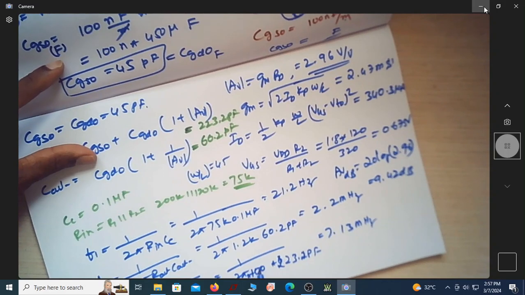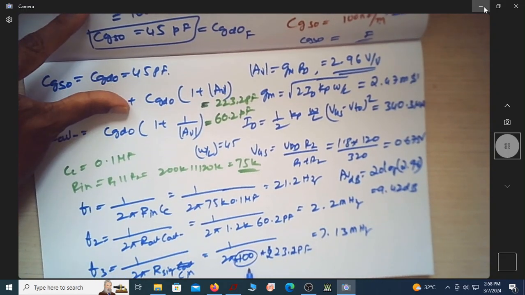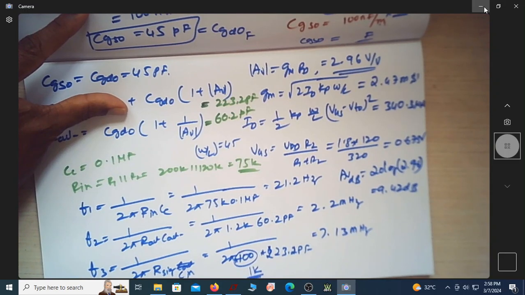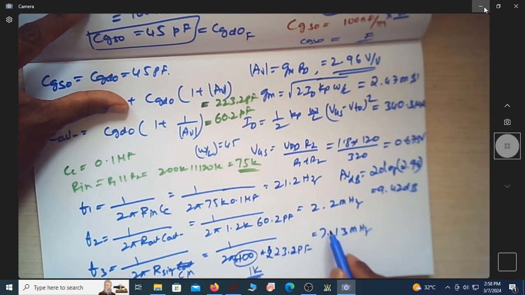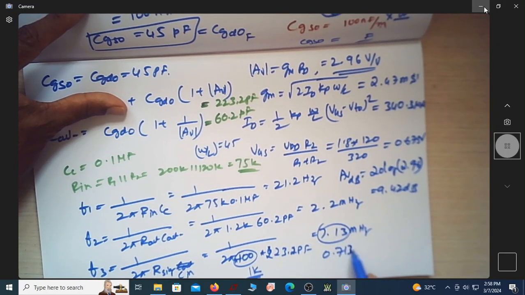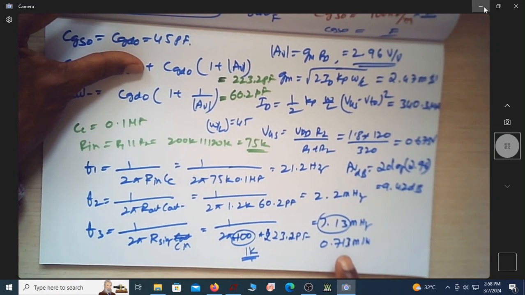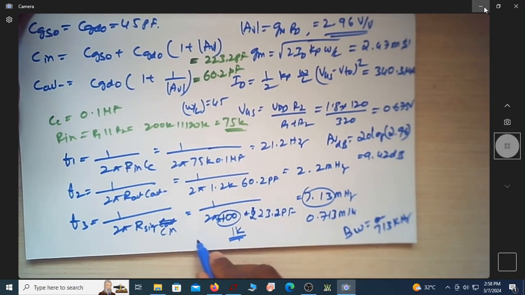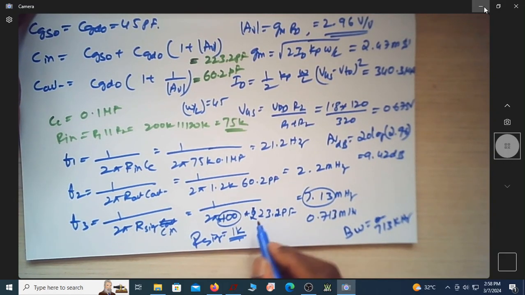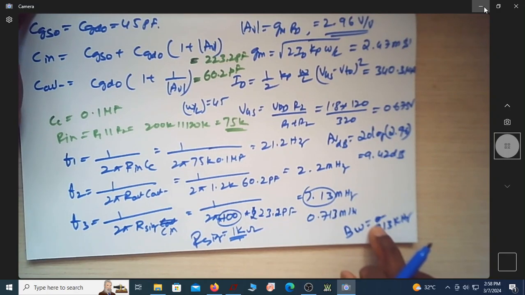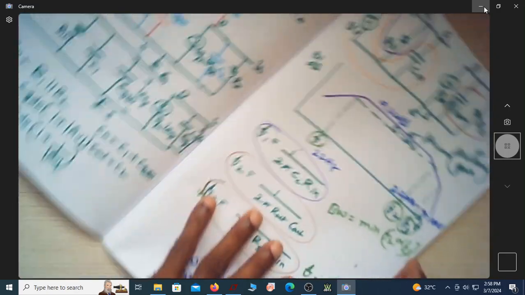Suppose instead of 100 ohm, this becomes 1k. Can you see what happens to this? Will it not become divided by 10? So will it not become 0.713 megahertz? Suppose this R signal is 1k, then this becomes 0.1, then the bandwidth becomes 713 kilohertz. So this will become the bandwidth provided R signal becomes 1 kilo ohm. Then this is the bandwidth, because then this becomes F.